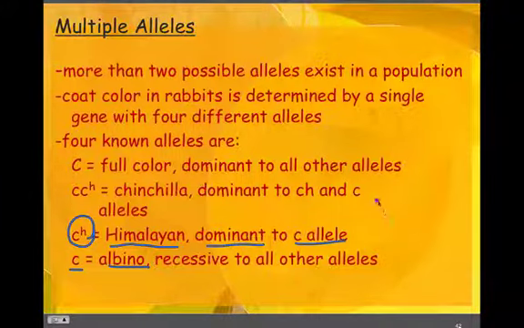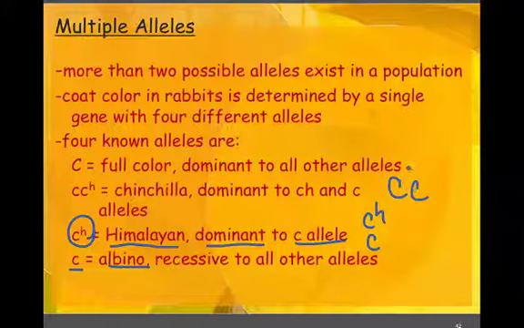So what this means is that if you have a parent who is big C, little c, and you have another parent that is this over this, you're going to see a full color in this because this is dominant, and you're going to see a Himalayan if they have these two alleles together, because one is predominantly more dominant than the other three, or two, or one.